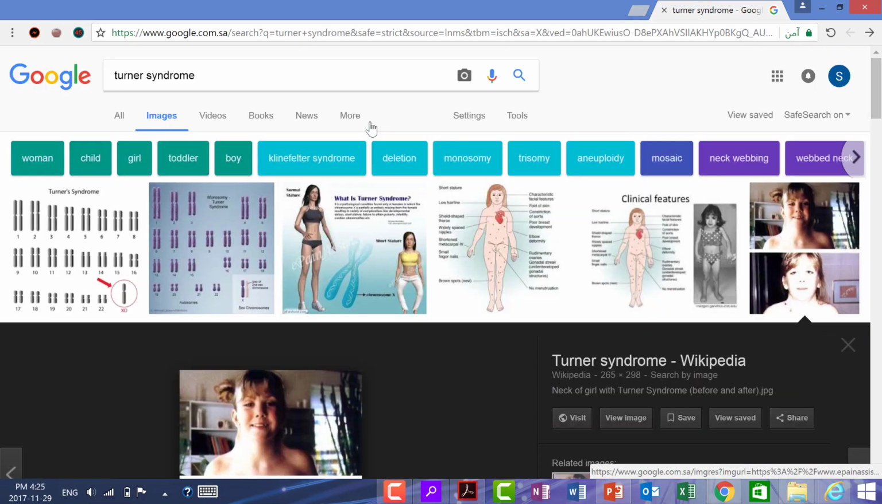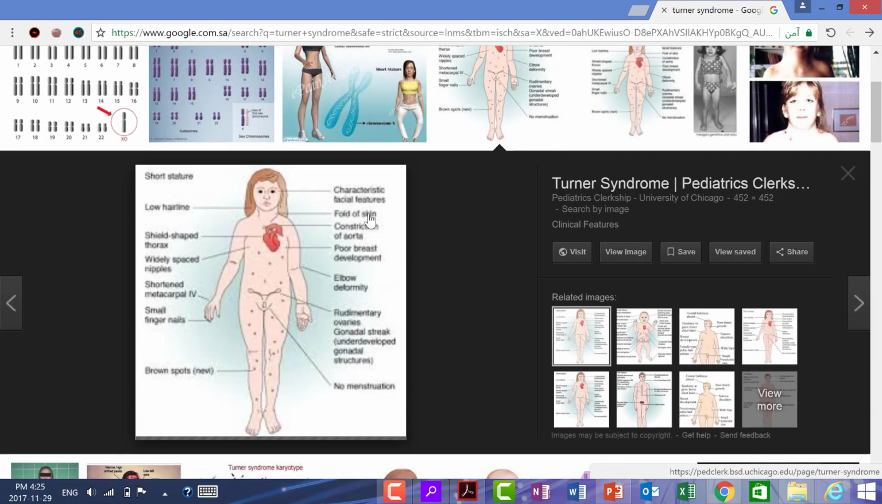Okay, this is the general features: the short stature, the web neck or fold of the skin, and you will find the widely spaced nipples. They're usually, as mentioned here, short. They have a feature called rudimentary ovaries or streaky ovaries. So they call it rudimentary ovaries, gonadal streaks, or sometimes also streaky ovaries.